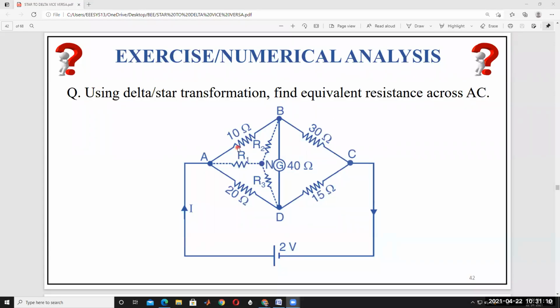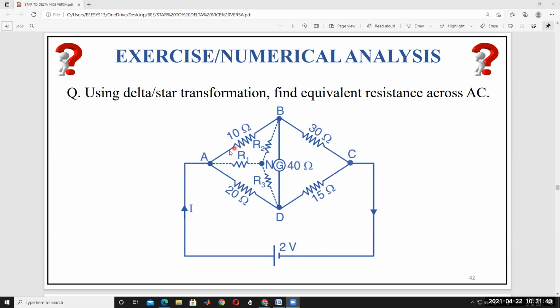So here, this is called a delta connected system. This ABD is called a delta connected system. Similarly, BCD also is a delta connected system. Simplify any one of these. Simplify this delta network or simplify this delta network. Okay. And then these resistors will become a series and parallel combination.